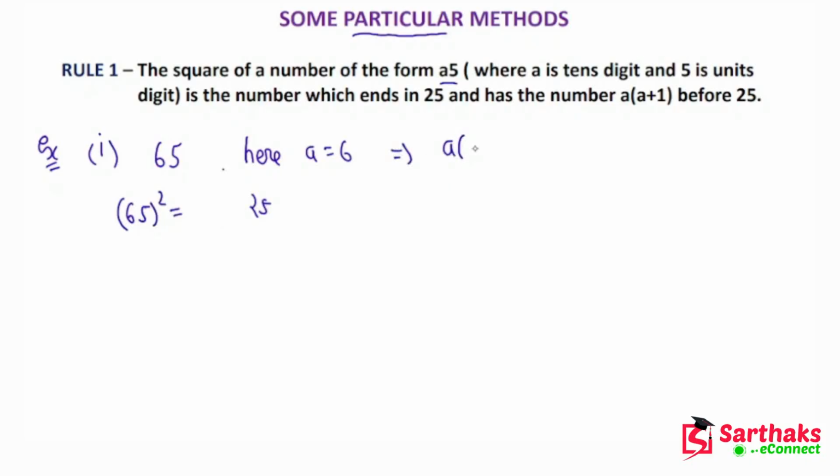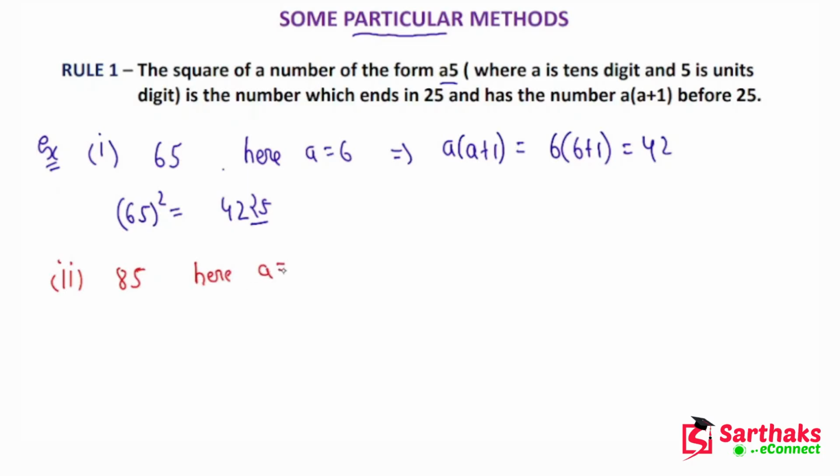So let us calculate A into A plus 1. So A into A plus 1 will be 6 into 6 plus 1, that is 6 into 7, which will be 42. So A into A plus 1 is 42. So this will be 4225. So here we will have 25, right? So that easy is this square. Okay, let us take another example so that you can understand how easy it is. Okay, let us take 85. Now calculating it will be a bit time consuming.